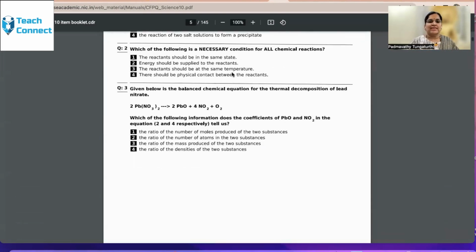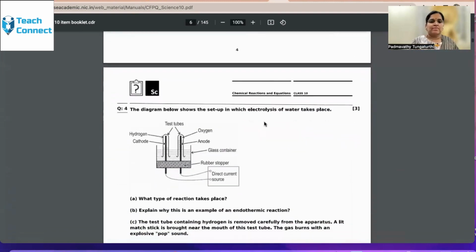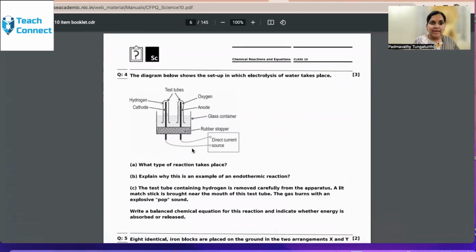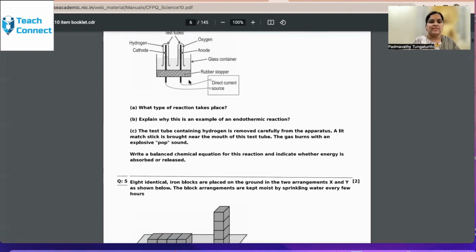Now, the conditions necessary, the balance of the chemical equation, they all fall in the 8 points given for this chapter. This one, again, is a decomposition reaction. Each component has to be discussed well. What's an anode? What's a cathode? Why are these rubber stoppers used? The complete core of it has to be taught to the student, that this is an endothermic reaction. That's why we are supplying electricity.